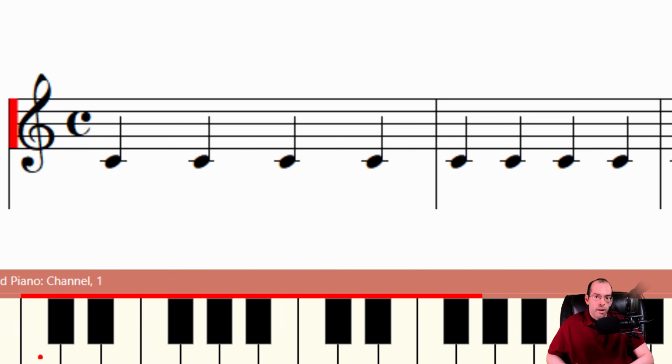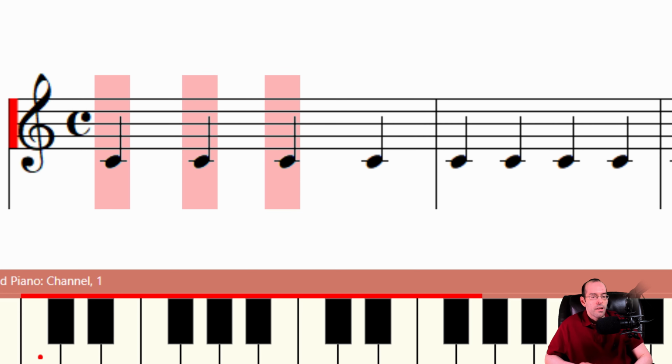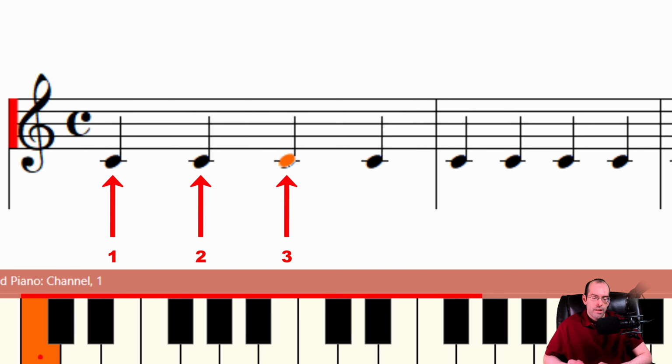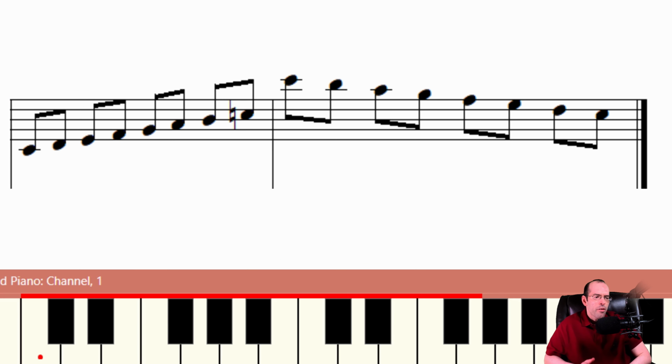Since we're in simple time, we have 4 beats in this measure. So this means that each quarter note is then accented. But let's say we have all eighth notes. Then every other eighth note in this measure will be accented instead.